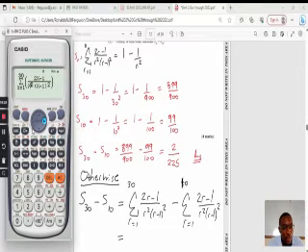2x minus 1 over x squared. We type it over. 2x minus 1, fraction button, 2x minus 1 over x squared, and this is then multiplied by x minus 1, close the bracket, and then we square it.